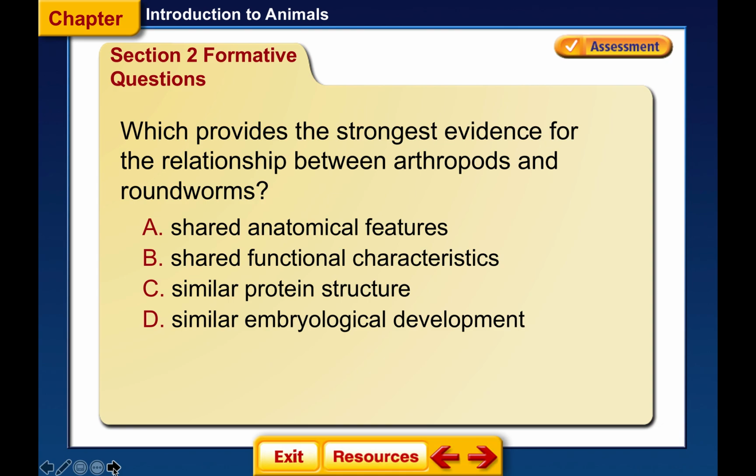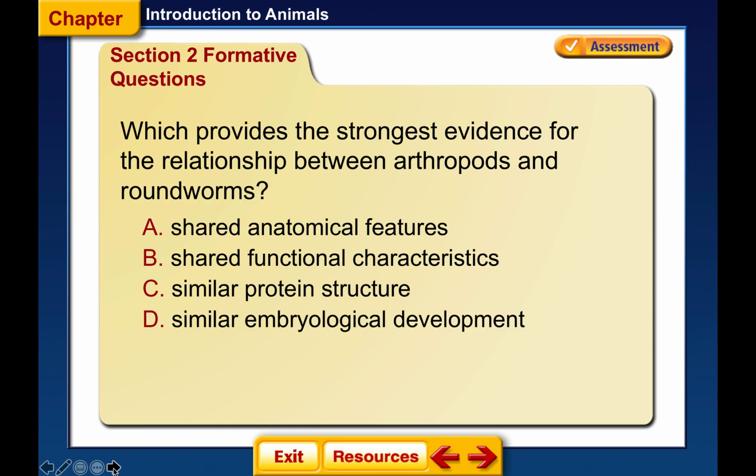So shared anatomical features does not fit because they don't look anatomically anything alike. Shared functional characteristics, they don't function the same either. We've got one that is totally parasitic and one that is not. Embryological development cannot be it either. So for this one, your answer is C, similar protein structure.